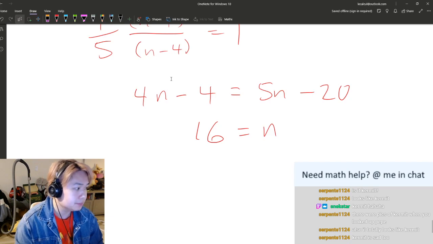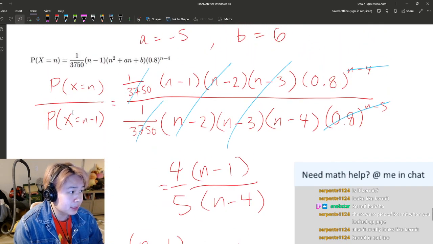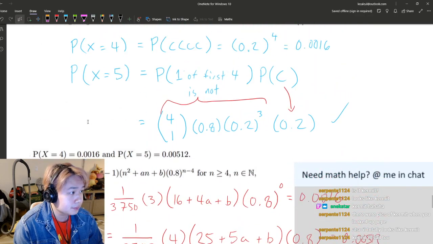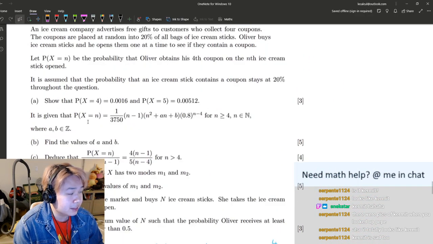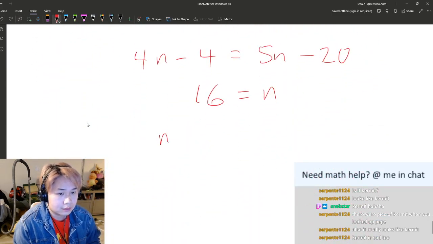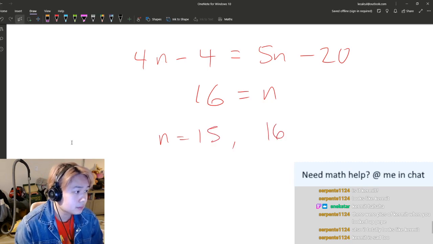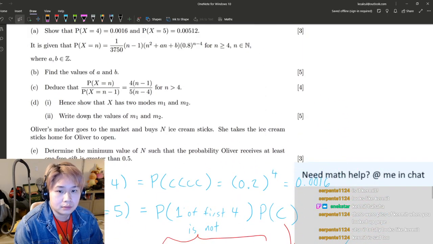Okay, so when n is 16, that also means that 15 is going to have the same exact probability. So, in other words, we have two modes, one at 15 and one at 16. Okay, so then that's done.